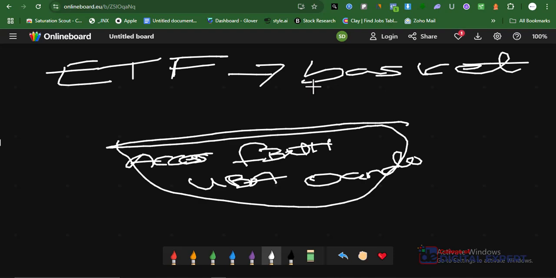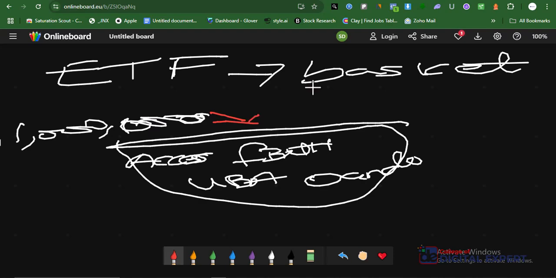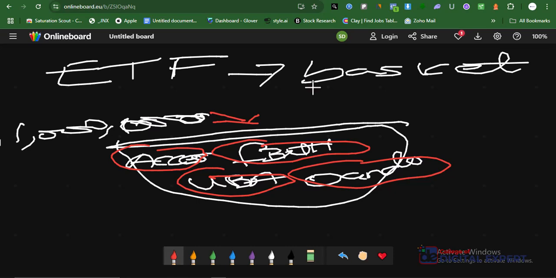Now what does that mean? That means that, let's say for example, I'm investing 1 million naira into this basket, into this ETF. What it means is that when I invest 1 million naira, my 1 million naira gets to be shared with Access Bank, shared with First Bank, shared with UBA Bank, and also shared with Oando. Now, that means there is a percentage they will share, depending on their share in the market.